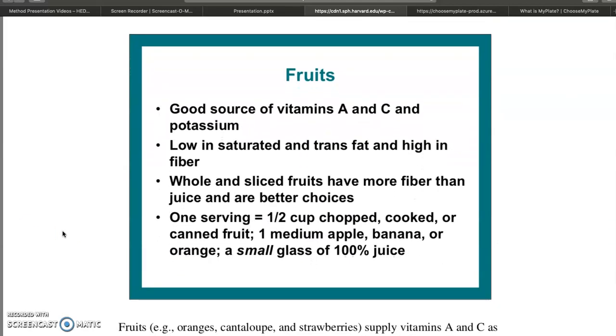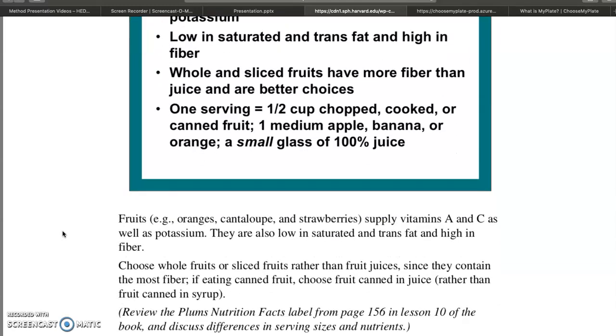A serving of fruit would be half a cup of chopped, cooked, or canned fruit. Something like a medium apple, banana, or an orange. Or a small glass of 100% fruit juice. Again, no fruit cocktail, nothing big in sugar.